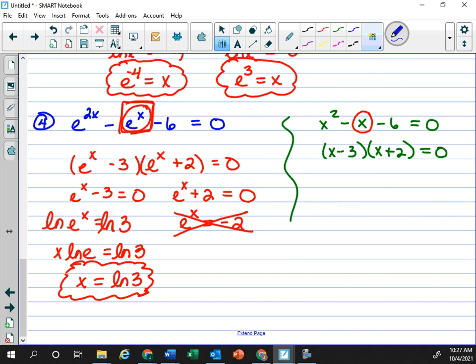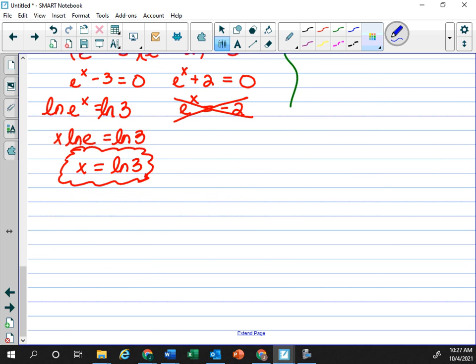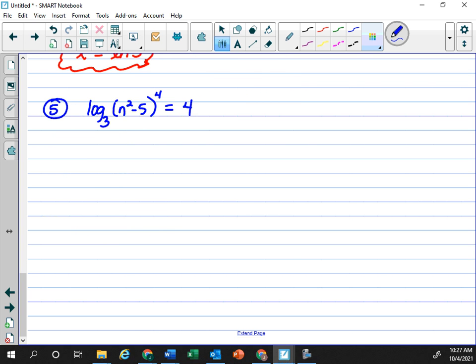All right, one more in the notes, and I'll have you practice it. Let's do log base 3 of n squared minus 5 raised to the 4th equals 4. Second to copy that down.